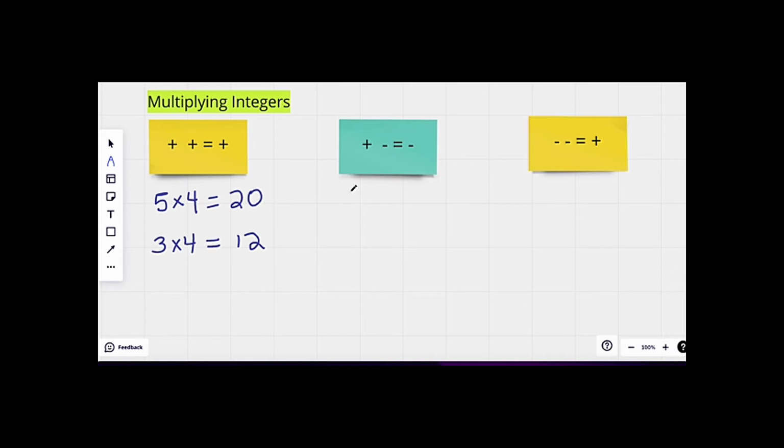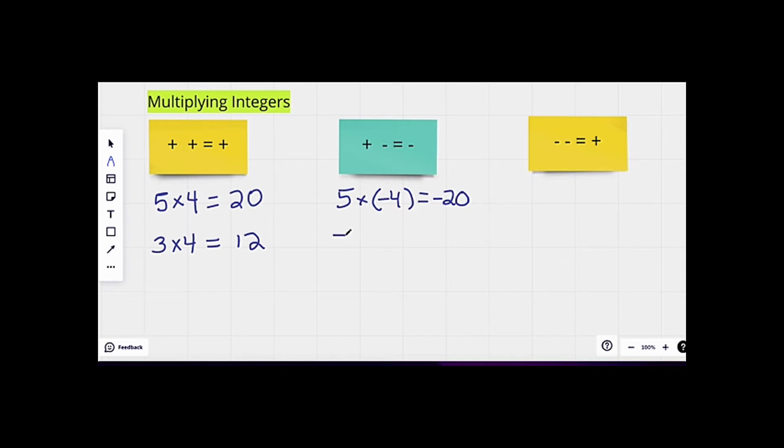Now let's look at the same thing, but now we've got a positive times a negative. So what if we had 5 times negative 4? Well, our rule says that a positive times a negative is always a negative. So we know that 5 times 4 is 20, because that doesn't change. What changes is the sign. So it's going to be negative 20 because a positive times a negative equals a negative.